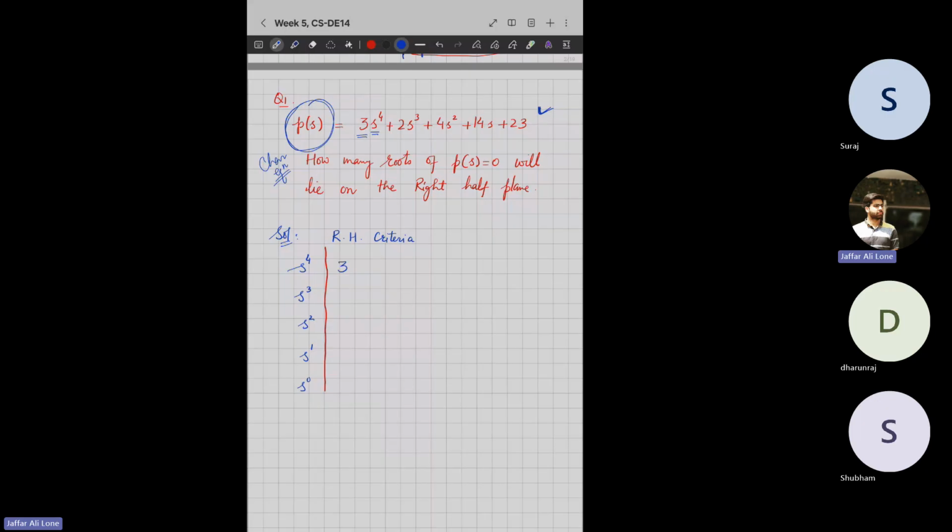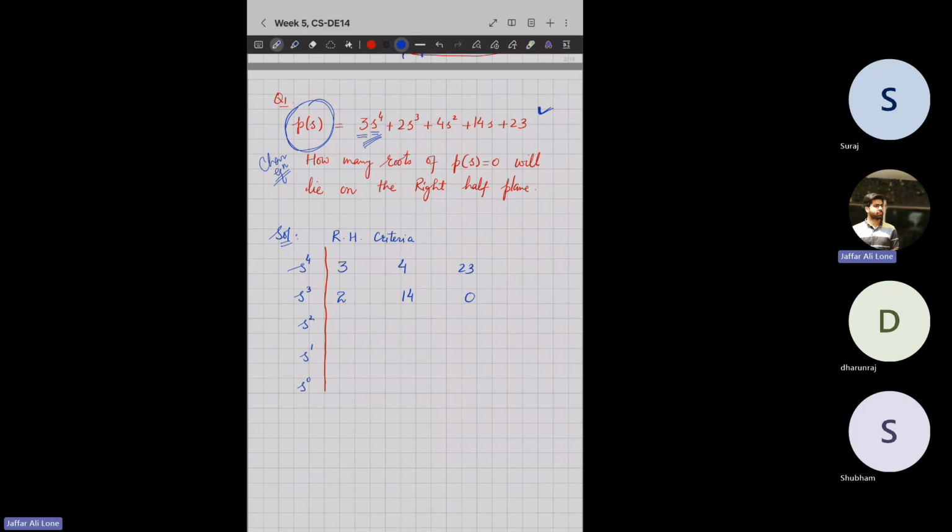If this would have been S3, then I would write the odd coefficients first, then the even coefficients. So this will be 3, this will be 4, and this will be 23. I wrote the even coefficients first, then the odd coefficients. This will be 2, this will be 14, and 0, there is no coefficient. Basically, you have to write alternate coefficients.